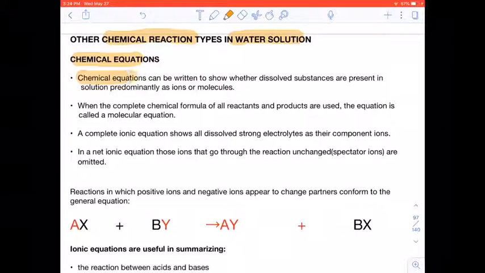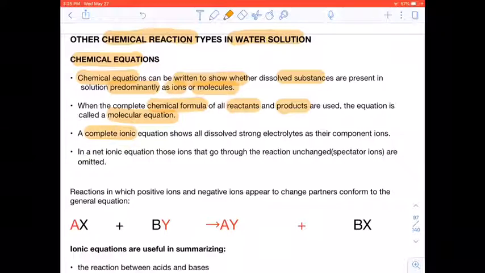Chemical equations can be written to show whether dissolved substances are present predominantly as ions or molecules. When the complete chemical formula of reactants and products are used, the equation is known as a molecular equation. We spoke about that in the previous lesson.